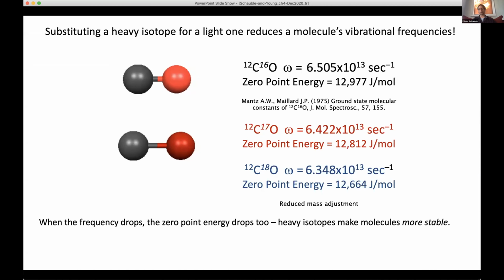But if you convert those frequencies to zero-point energies, that lowest attainable energy with a half quantum, you see that there actually is a difference in energy between these molecules of about 300 joules per mole. The isotopically heaviest form of CO is about 300 joules per mole more stable than the lighter isotopic form. It's harder to break that bond because the vibrational energy at the ground state is lower.